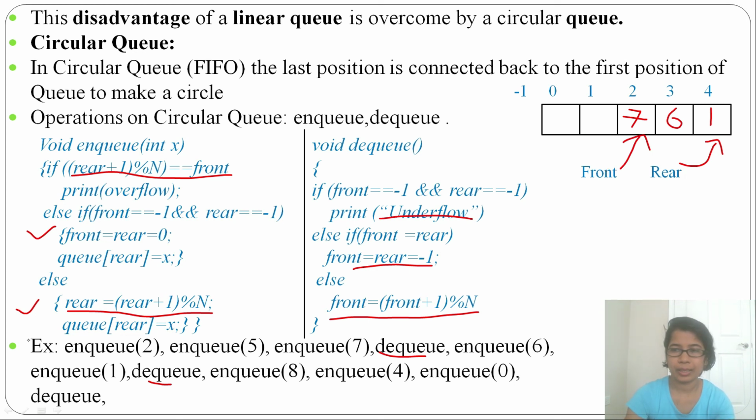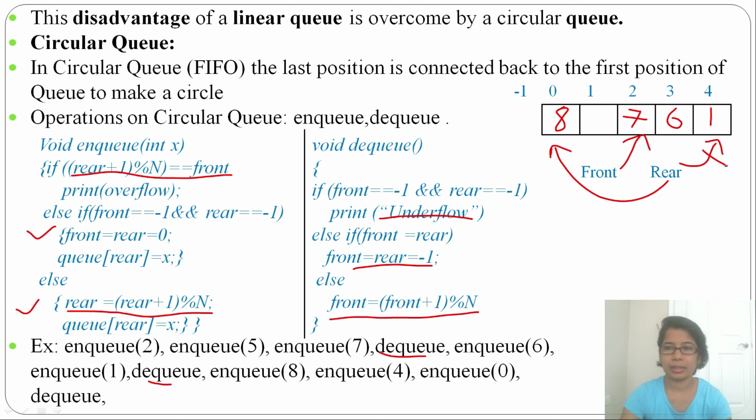Now just see, in the previous normal queue, if rear equals n minus 1, then it is overflow, meaning if rear is 4, then it is overflow. But here the condition is rear equals rear plus 1 mod n. So now rear is 4, 4 plus 1 is 5, 5 mod 5 is 0. So now rear will point to 0, and 8 will be inserted here.